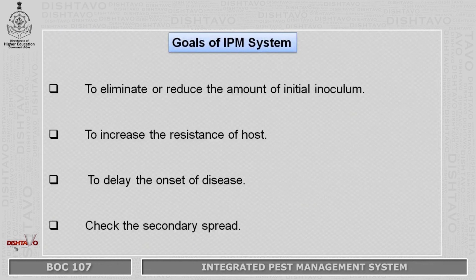Now, what are the goals of the IPM system? The first one is to eliminate or reduce the amount of initial inoculum of the pathogen, to increase the resistance of the host, to delay the onset of the disease, and to check or control the secondary spread of infection.